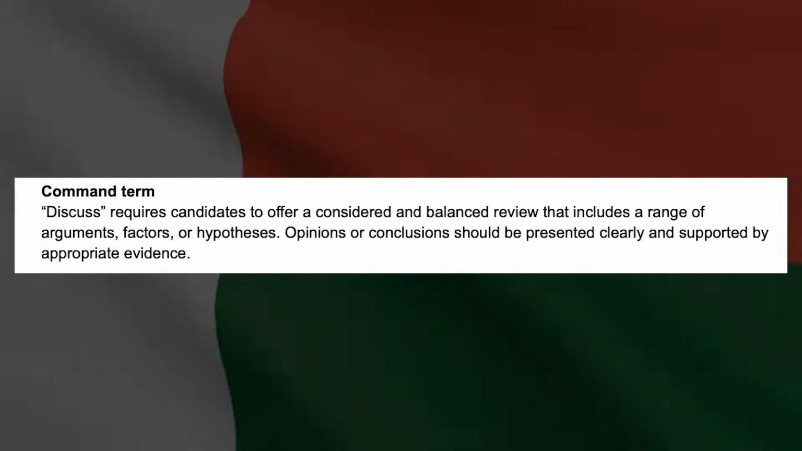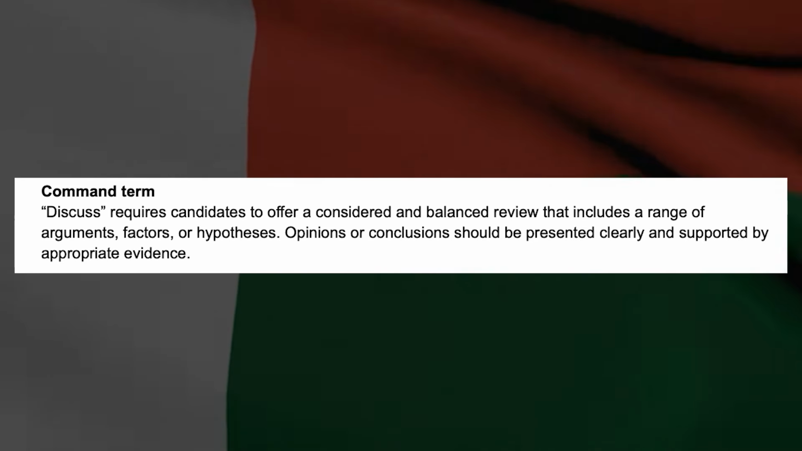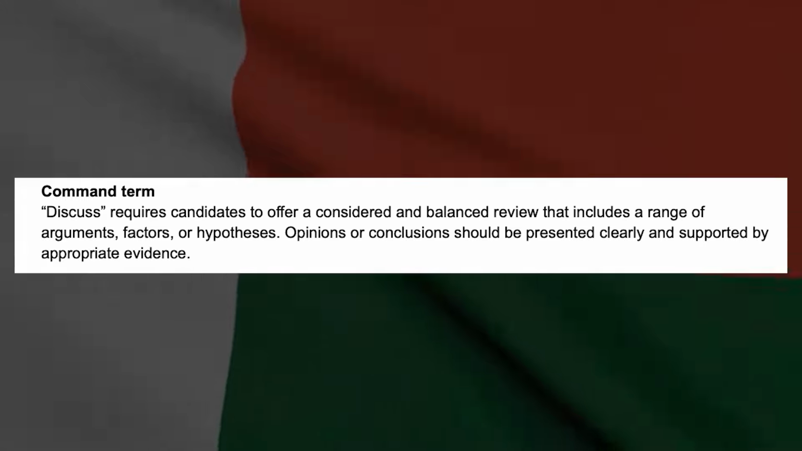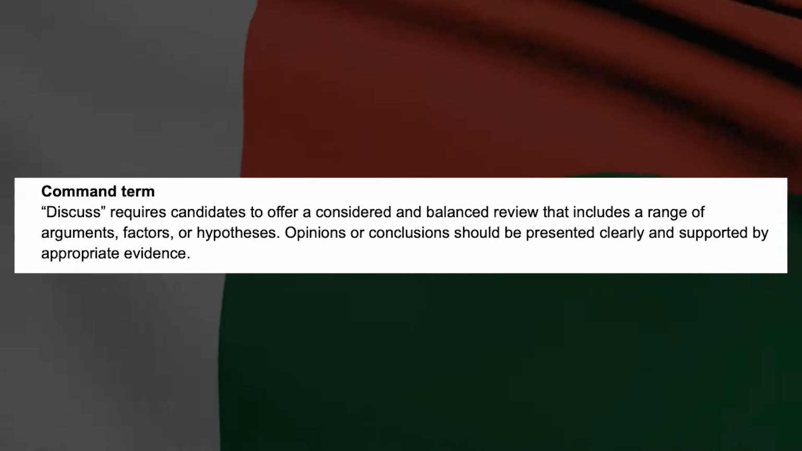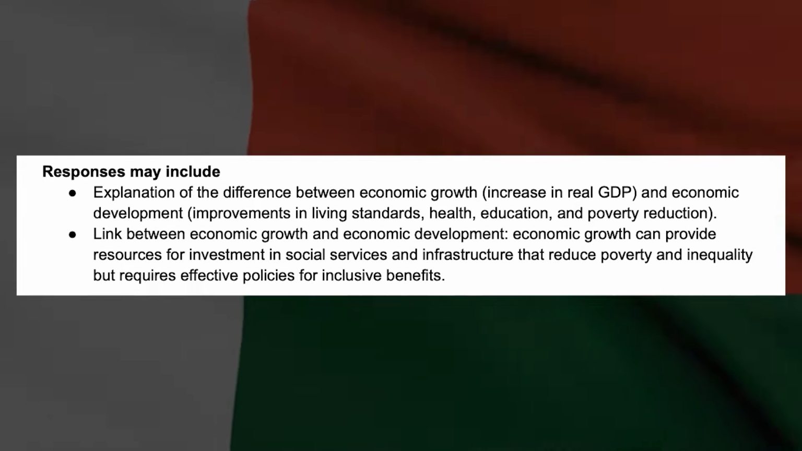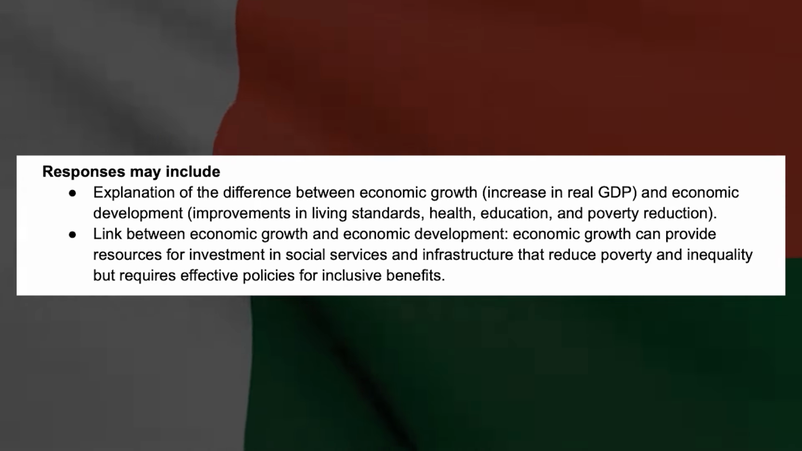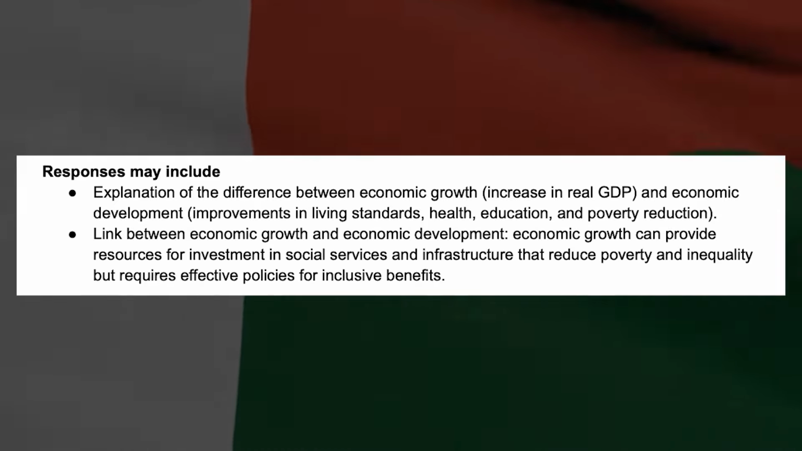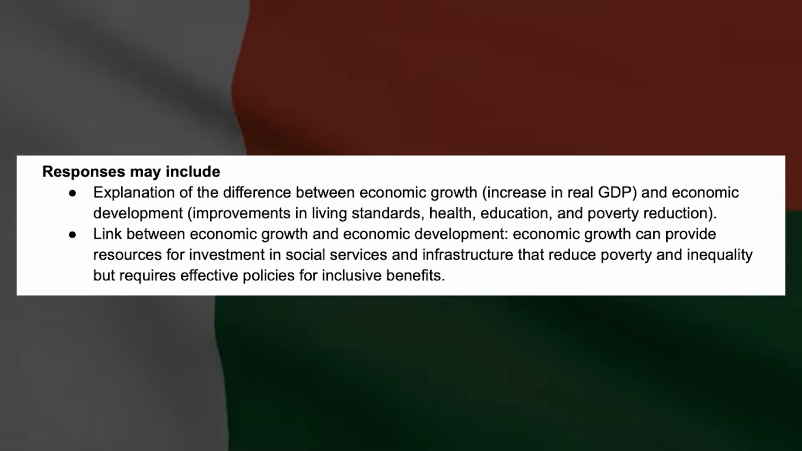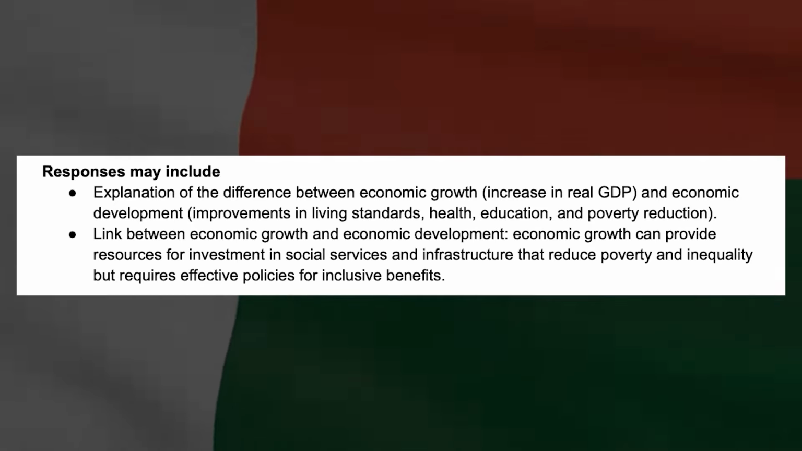Command term. Discuss requires candidates to offer a considered and balanced review that includes a range of arguments, factors, or hypotheses. Opinions or conclusions should be presented clearly and supported by appropriate evidence. Responses may include explanation of the difference between economic growth, an increase in real GDP, and economic development, improvements in living standards, health, education, and poverty reduction. Link between economic growth and economic development.